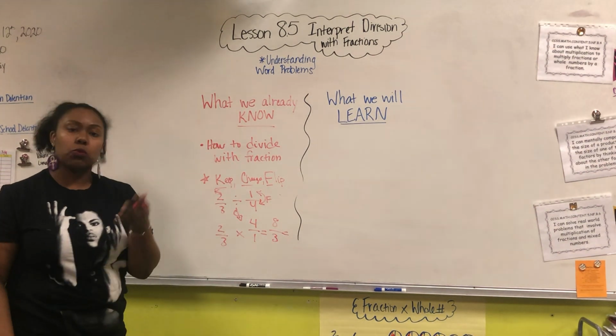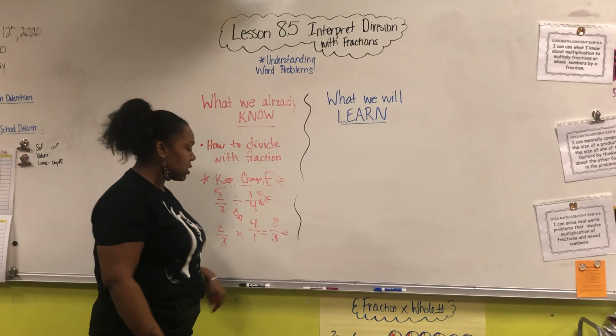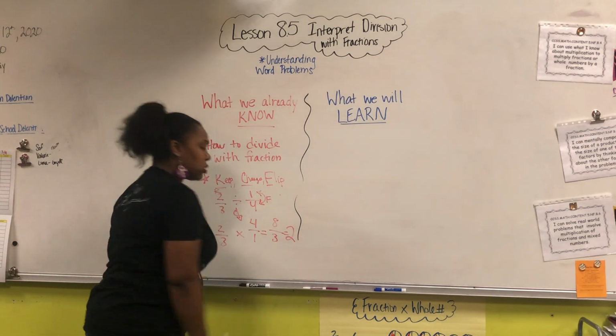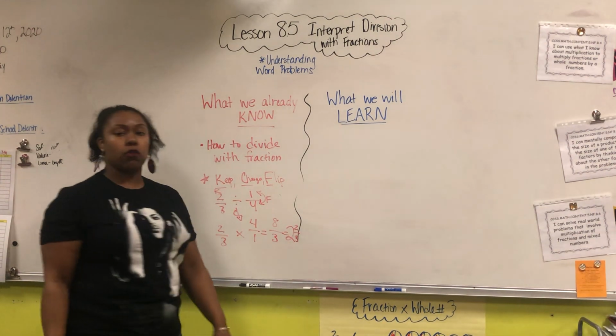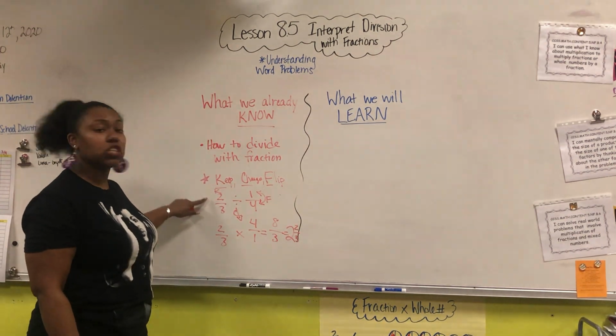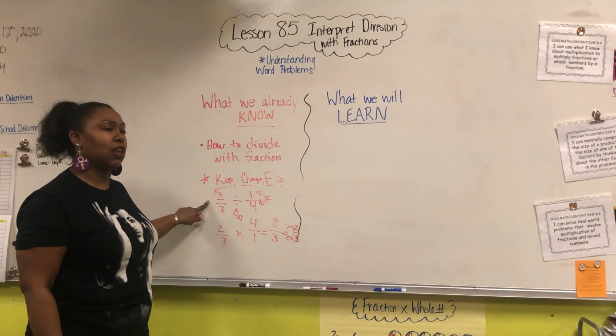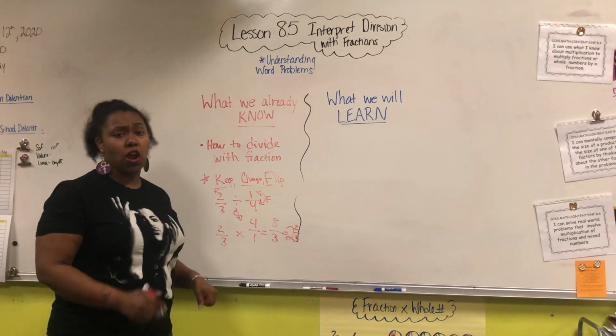That is an improper fraction. We all know that we can divide that. 3 goes into 8 2 whole times to make 6, and there will still be 2/3 left over. That would be that. But that's that keep, change, flip strategy that we talked about in our last video. This is what we already know how to do.